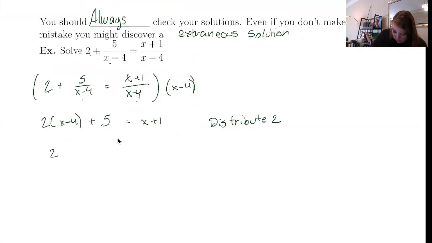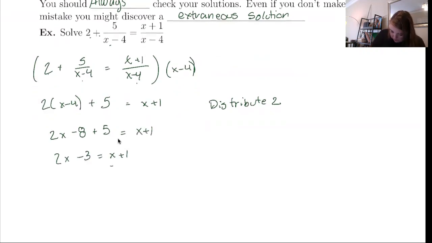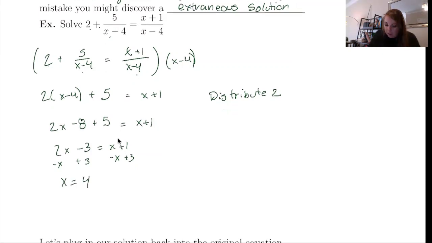I'm going to distribute this 2. So I get 2x minus 8 plus 5 equals x plus 1. So that's 2x minus 3 equals x plus 1. Subtract the x, and then if you want, you could do it all at once. So minus x and then plus 3. So I get 2x minus x will just give me x, and x equals 4.